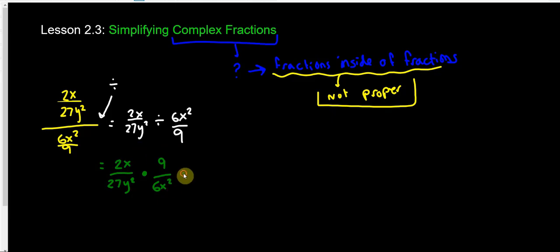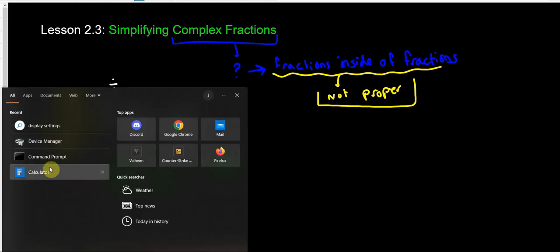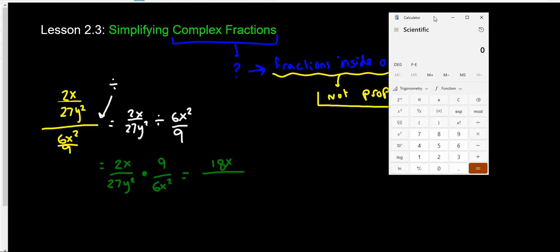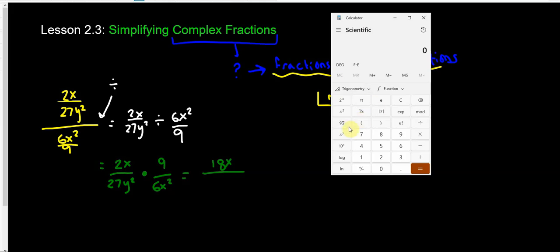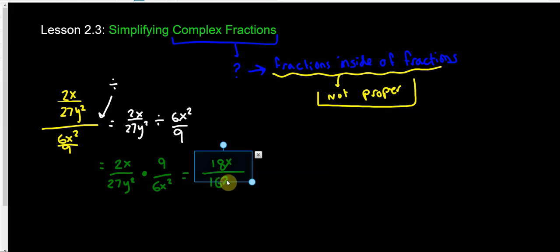And then this is just straight up fraction multiplication, so I can put stuff together. Let's see, 2 times 9 is 18, and there's an x on the bottom. I don't know 27 times 6 off the top of my head, but we can easily grab a calculator. 27 times 6, boom, 162, and there is a y squared and an x squared.